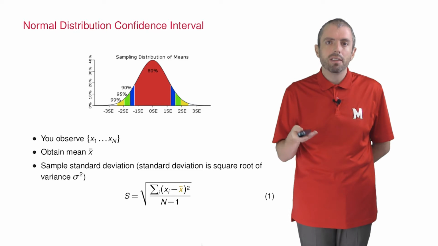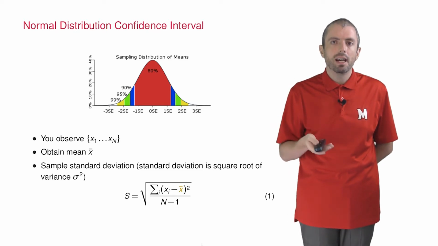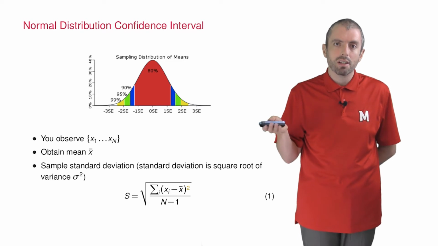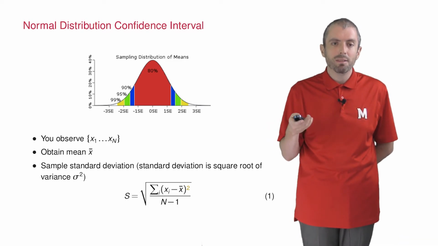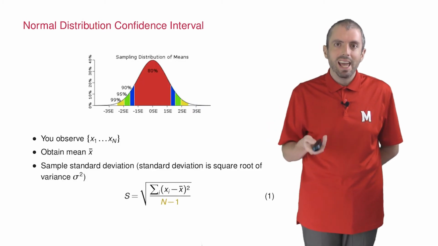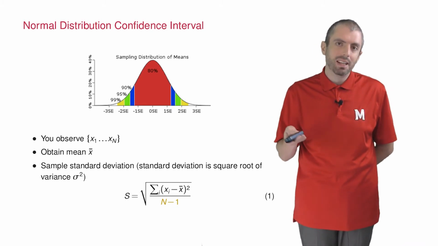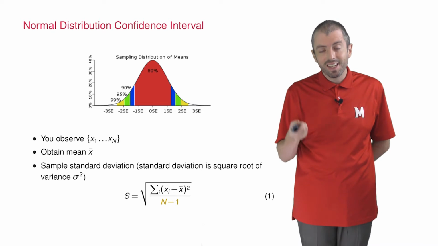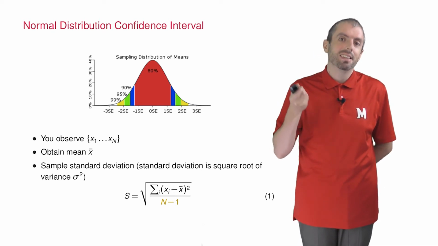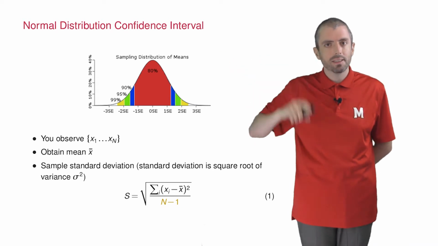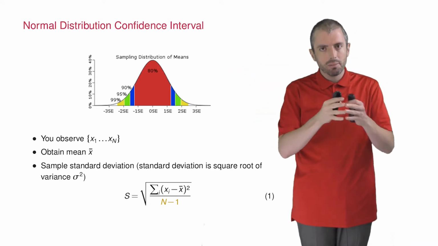Once you have an estimate of the mean, you need to see how far all of the observations are from the mean, square it, divide by n minus 1, and then take the square root. And that gives you the sample standard deviation. And the standard deviation is the square root of the variance. So if you square this, you get the variance that we talked about last time that describes how spread out a distribution is.